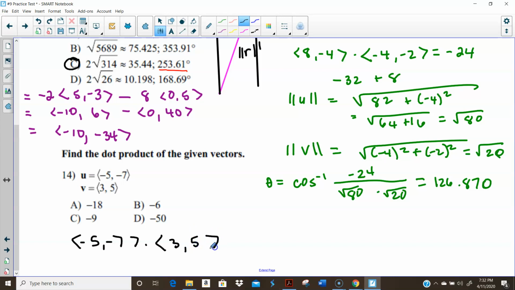To find the dot product, you multiply the first two numbers together. Those are your horizontal components, which is -15. You add, and then you multiply the second numbers together, which is your vertical component, -35. And -15 plus -35 is equal to -50. So your answer is D.